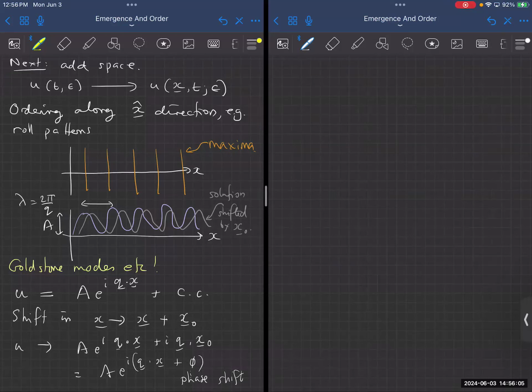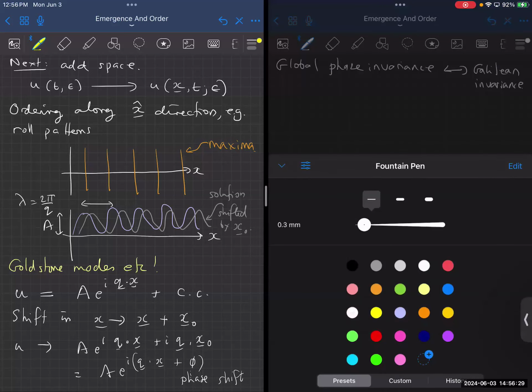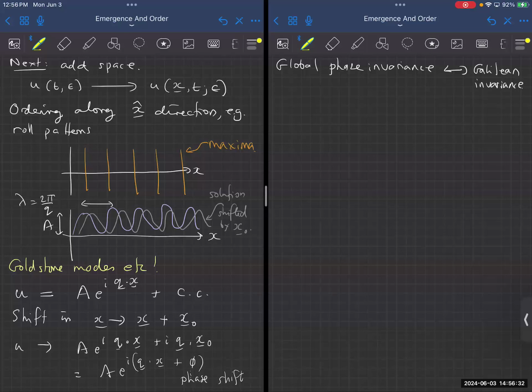So the global phase invariance is the equivalent of Galilean invariance. So what does that mean? Well, let's suppose now we want to have an equation for this amplitude A. So this is what we want.